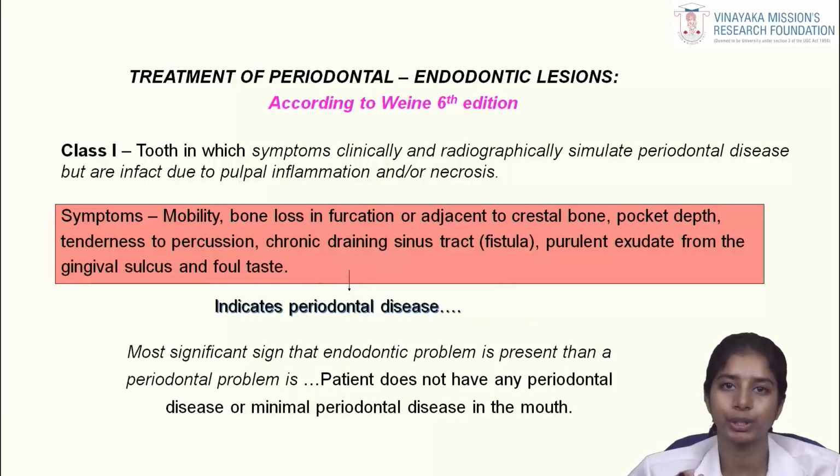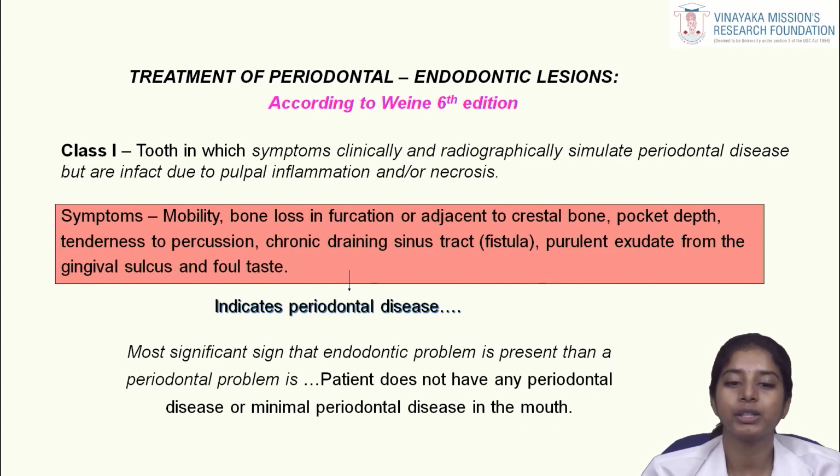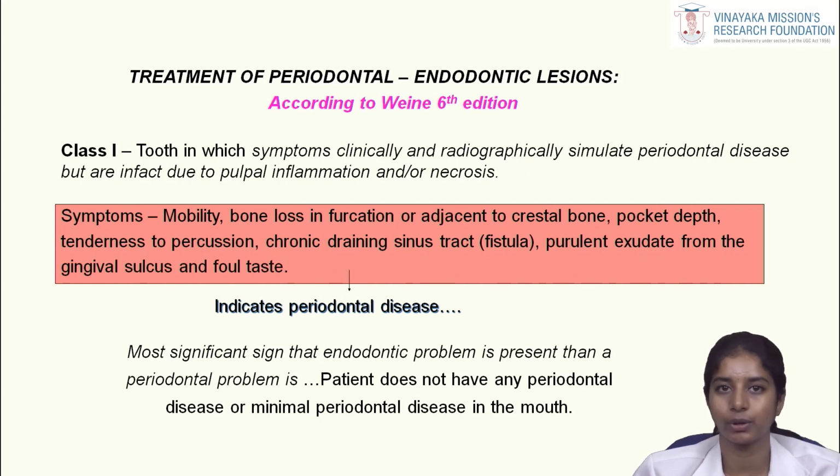Then coming to the treatment of endo-perio lesions based on each class. First is class 1, which is primary endo, the tooth in which symptoms clinically and radiographically simulate periodontal disease, but in fact it is due to pulpal inflammation or pulpal necrosis. The symptoms seen in primary endo lesions are mobility, bone loss in the furcation area or adjacent to the crestal bone, pocket depth, tenderness to percussion, chronic draining sinus tract, purulent exudate from the gingival sulcus, and also foul taste. And these symptoms indicate periodontal disease, isn't it?